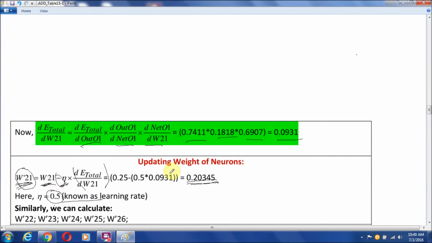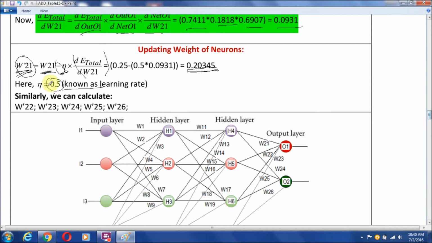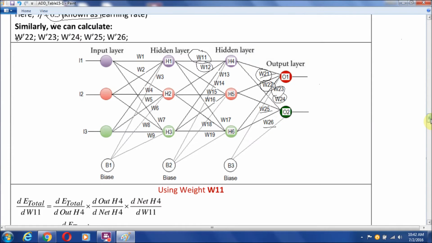We use this information to update the weight of W21. So this is the first phase of weight updation. In the same way, we can update the weights of W22, W23, W24, W25, W26 and so on. So this is a very simple step. Now let us see how we can update the weights like W11, W12, W13, W14, W15 and so on.